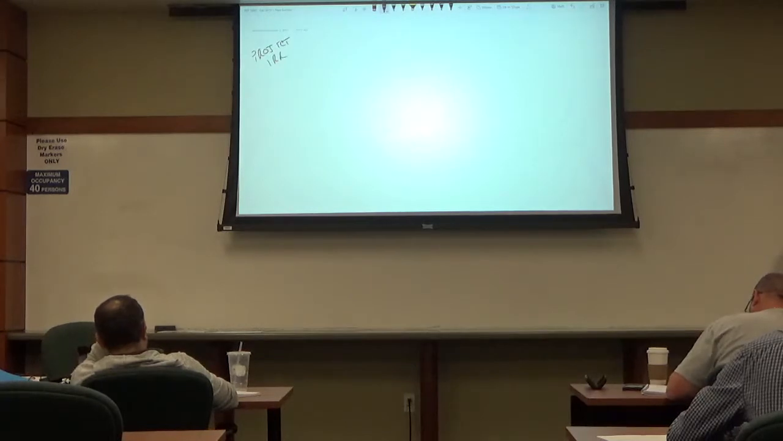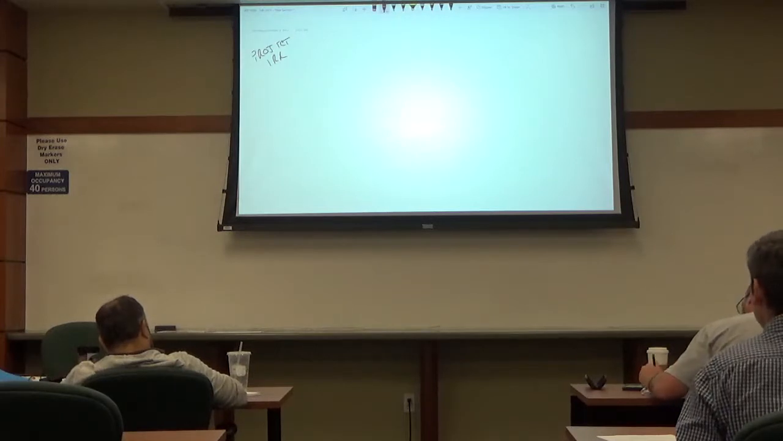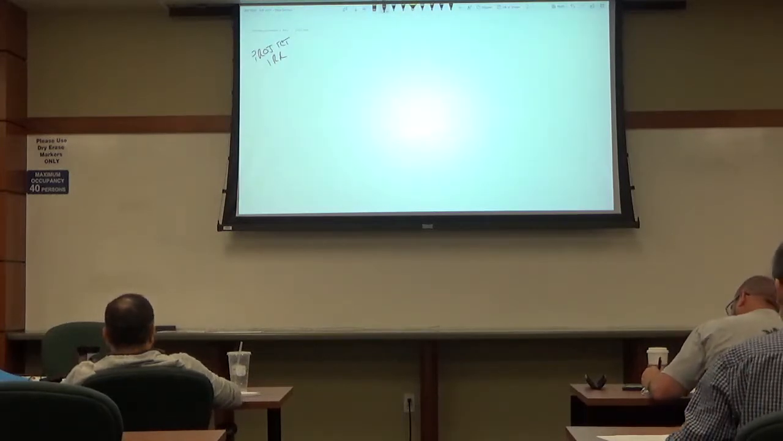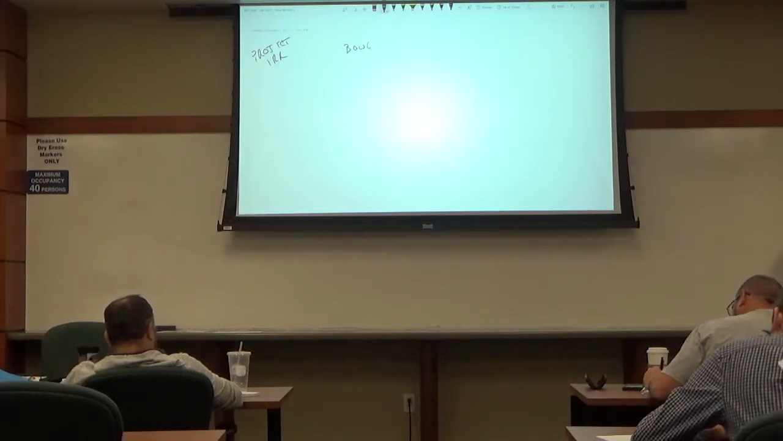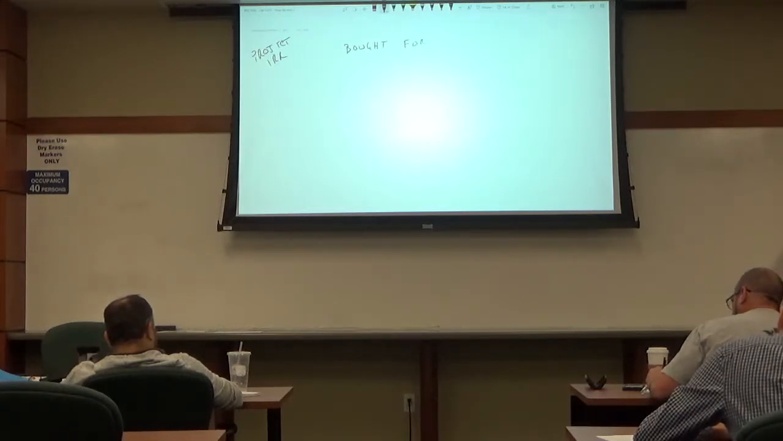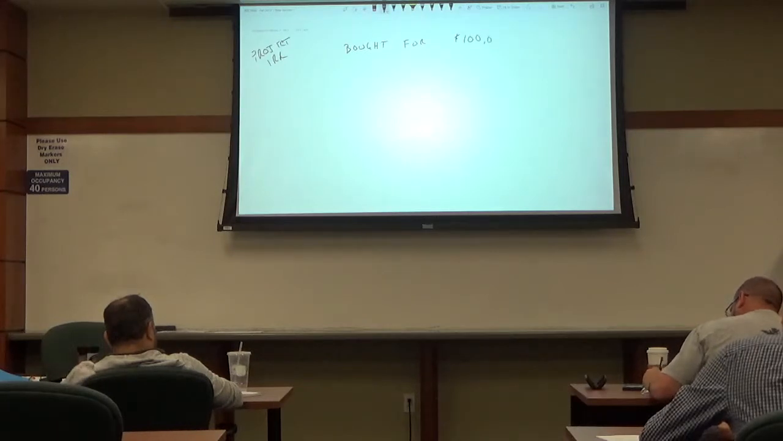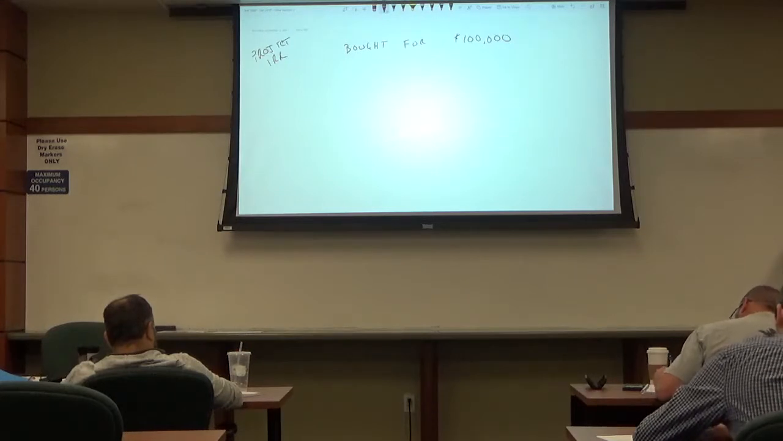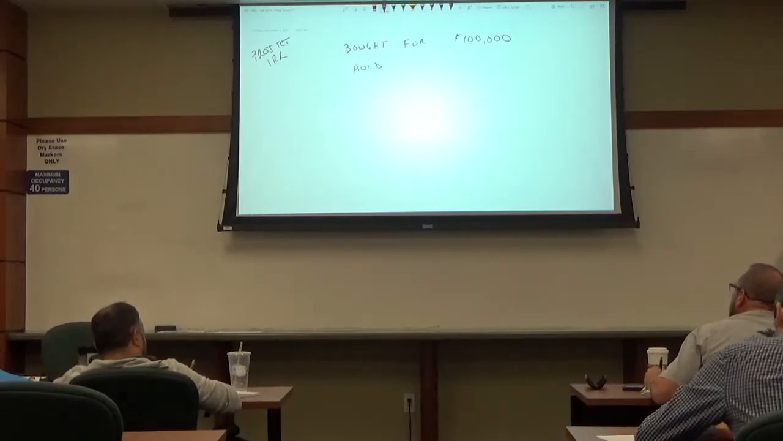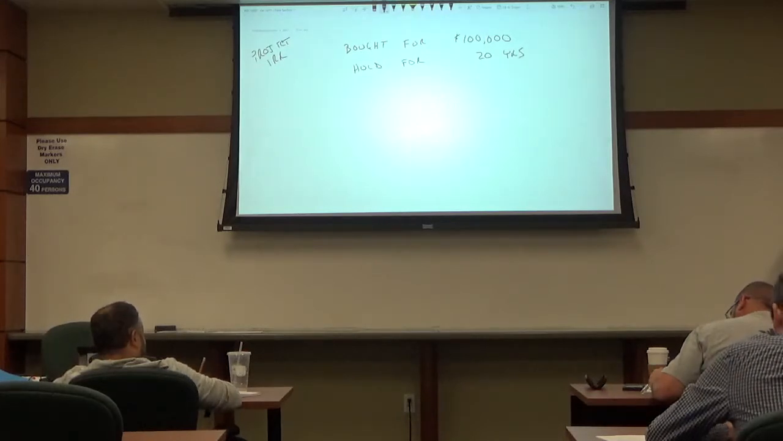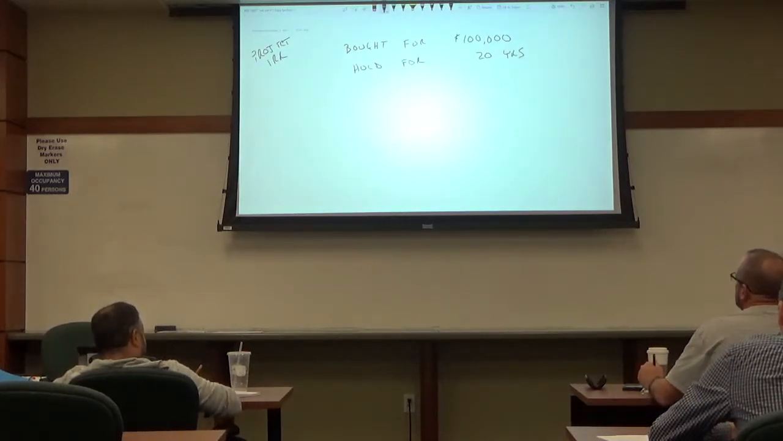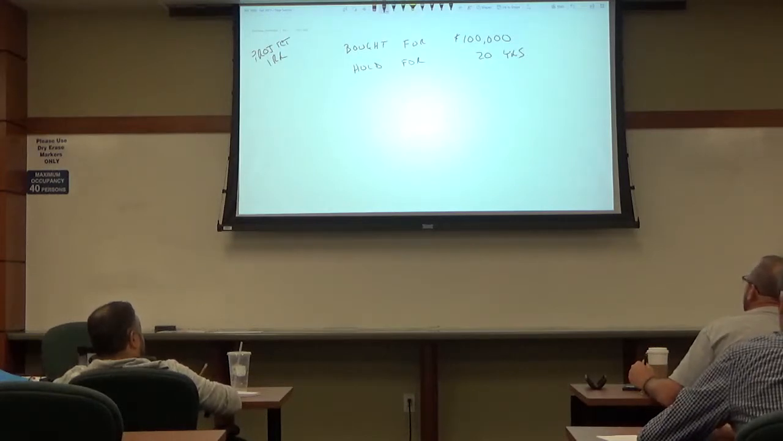Project internal rate of return. All right. How much do we buy a building for? 100,000. Okay. Bought it for 100,000. All right. How long do we hold it for? How many years? 20 years. Okay. And what are we going to sell it for at the end of 20 years? 1.2.